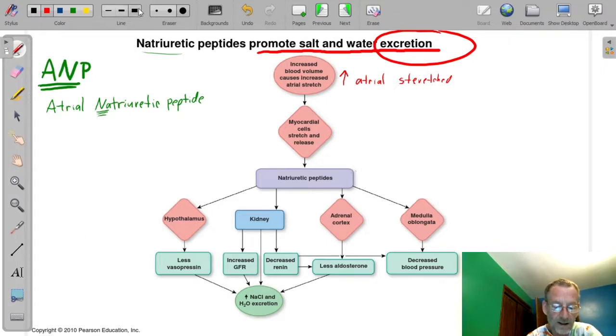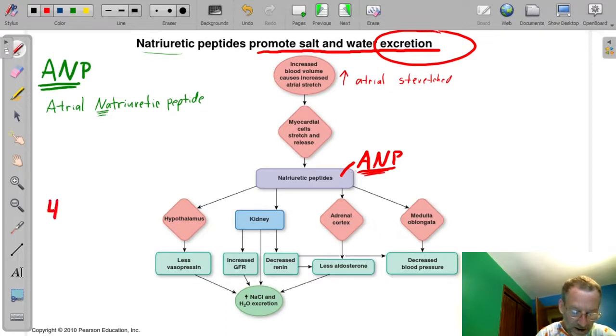And this is our ANP. Remember what we're trying to do. Don't lose track of the goal. It's to get rid of salt, and water follows salt. So we're going to dump them both. ANP has a number of targets shown here, and here are 4 targets for that hormone at that level.